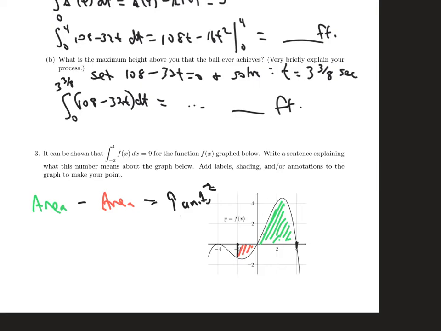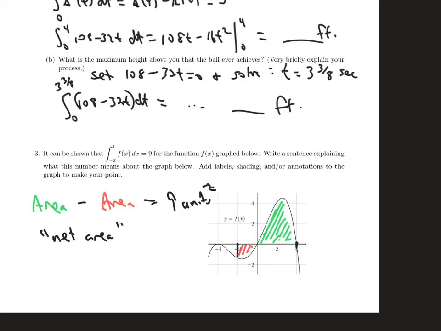What 9 means in the context of this problem is it's how much more area there is in the green part than there is in the red part. We often say that the integral measures net area, but what we mean by net area is exactly what I just said. Net area is just treating the area above the x-axis as positive and the area below the x-axis as negative. So that's what it means.